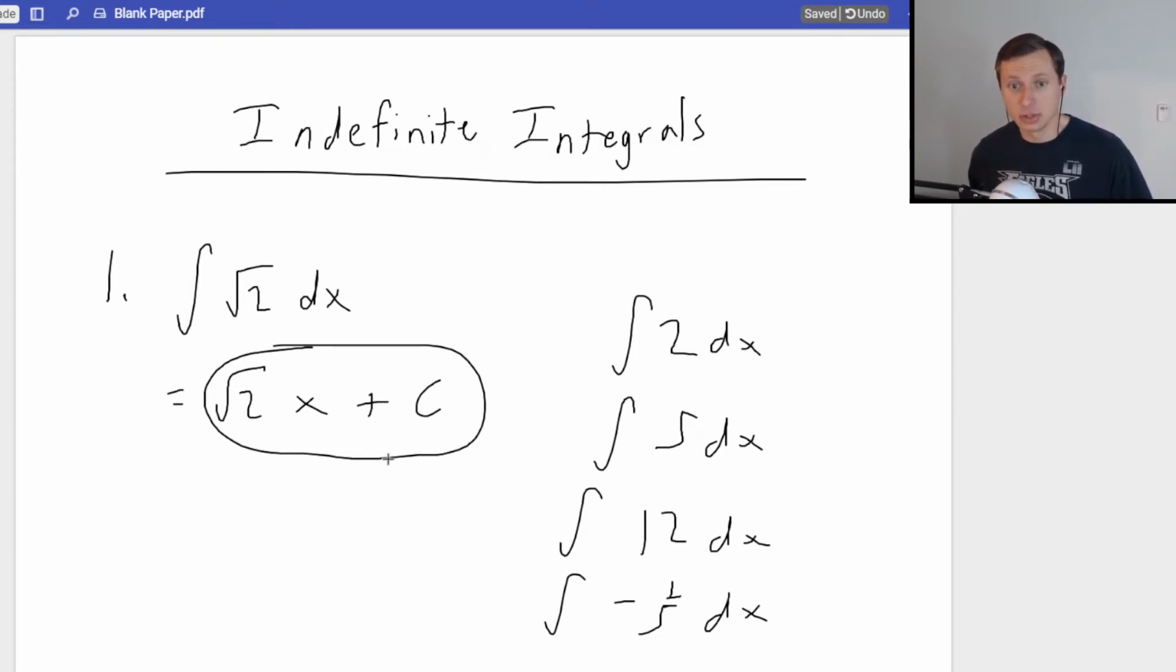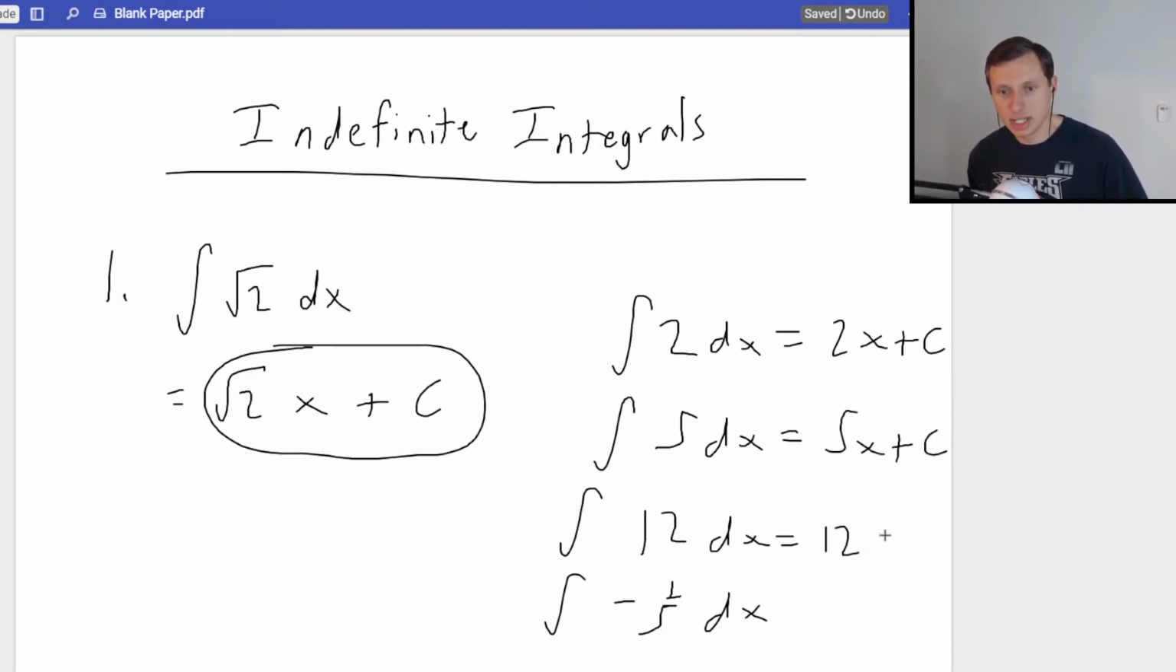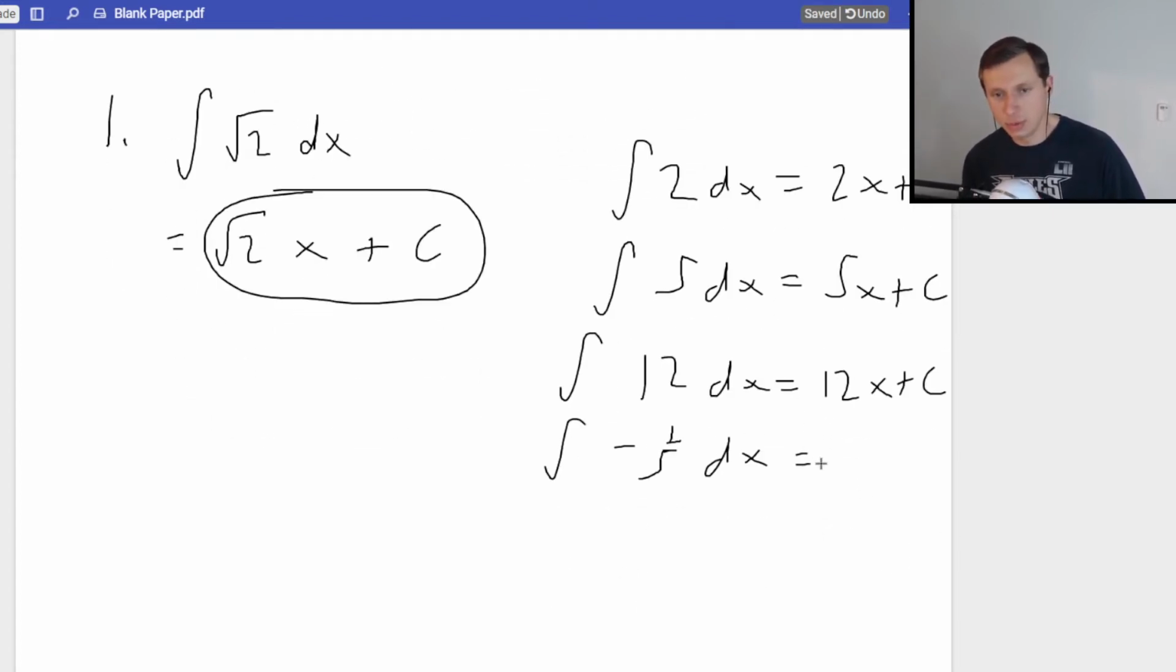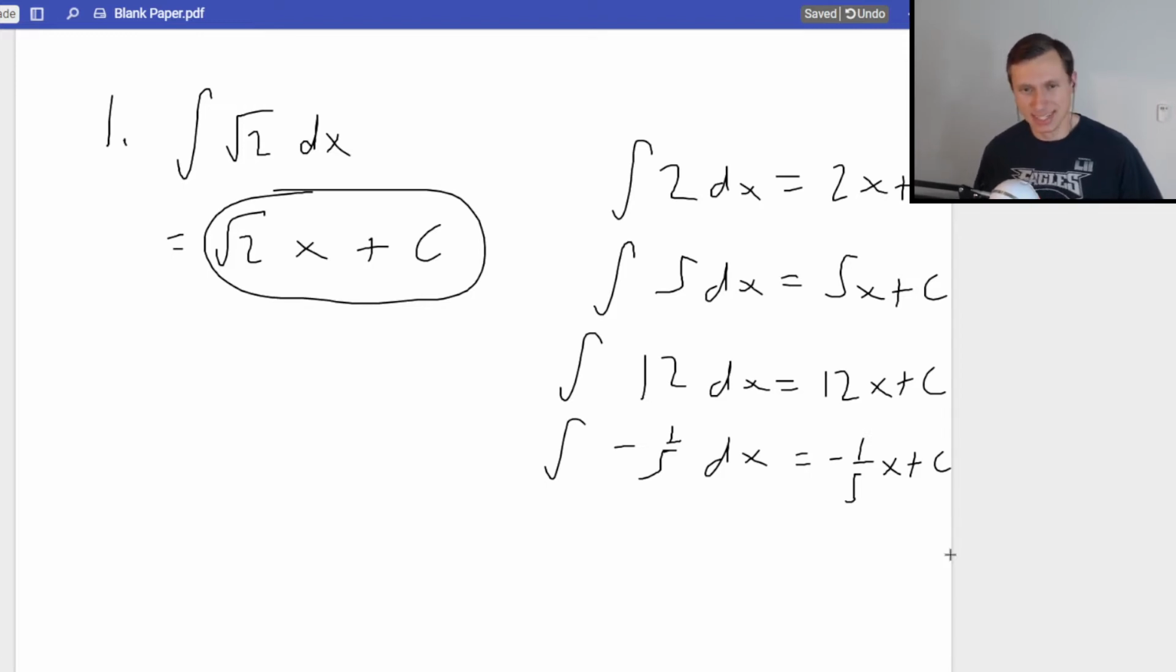In other words, if you don't see an x in the integral, literally just add an x and you're done. So just to go down this list of 4 right here, integral of 2 dx is 2x plus c. Integral of 5 is 5x plus c. Integral of 12 is, you guessed it, 12x plus c. And then the last one, integral of negative 1/5 would be negative 1/5 x plus c. I'll give you like 10 seconds to write this down, but it's very easy whenever you just have a number and an integral. It's literally you just add x. Hopefully some of you remembered that.